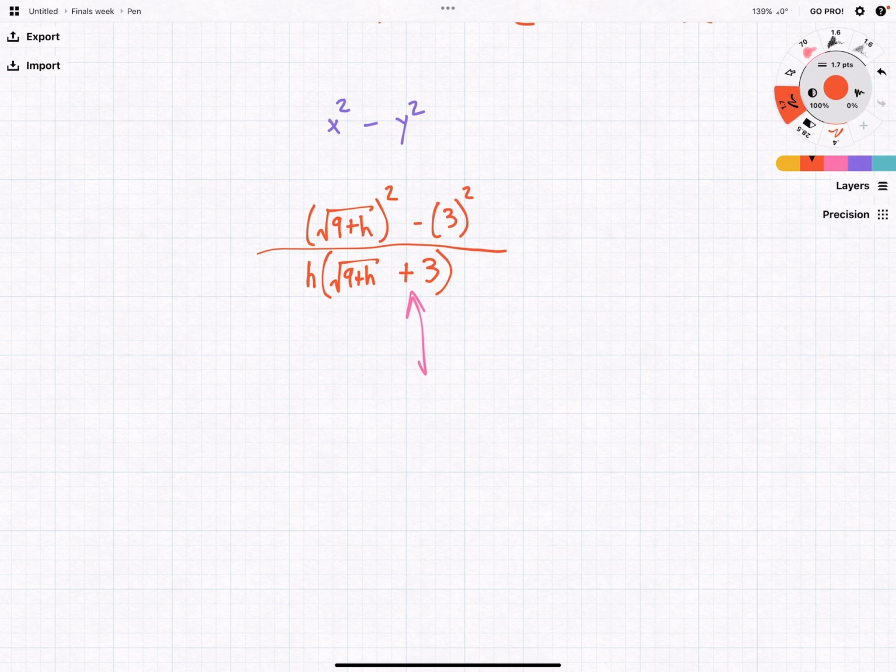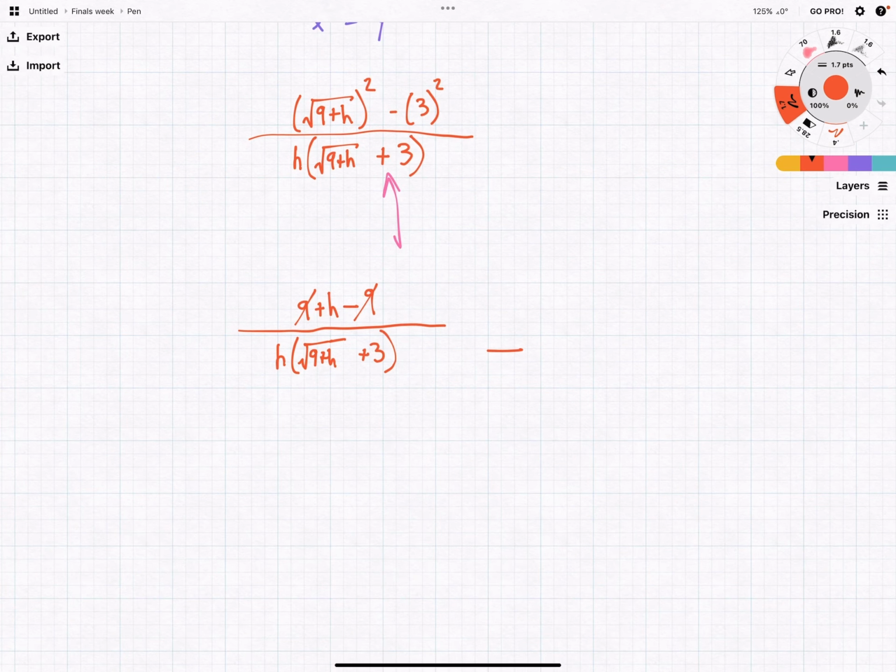So let's clean up the numerator a little bit. Now we've got 9 plus h, because it just cancels out the square root, minus 9, all over h times root 9 plus h plus 3. Okay. So what do we see here? We see that the 9's undo each other because we have 9 plus h minus 9. And so that leaves us with h over h times root 9 plus h plus 3.